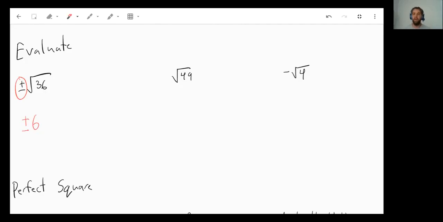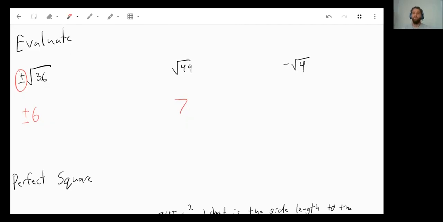For the square root of 49, it says nothing about positive or negative in front. So your book, with its notation, just assumes that you will interpret this as looking for the positive solution to the square root of 49, which in this case is 7. For the last problem that we have here, the negative square root of 4, the negative is there to let you know that we're looking for the negative solution. So our answer in this case would be negative 2.